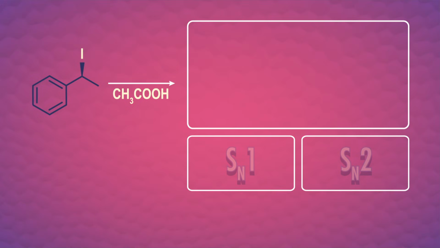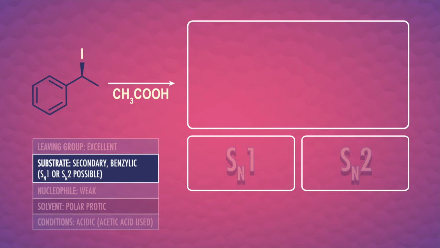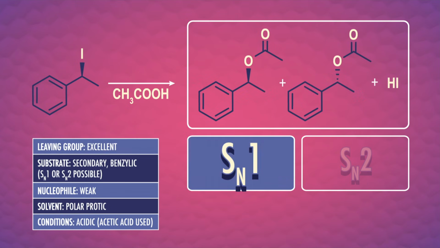For our third problem, how about this iodide reacting with acetic acid? Let's assume acetic acid is also our solvent here. We have a secondary substrate, a benzene ring with the leaving group separated from it by one sp3 carbon. So actually, this is a benzylic substrate that can make a resonance stabilized secondary carbocation. That means it could do SN1 or SN2, and we have to look at another factor to make the final call. Acetic acid is our weak nucleophile and our polar protic solvent, and we clearly have acidic conditions. All signs point to SN1.